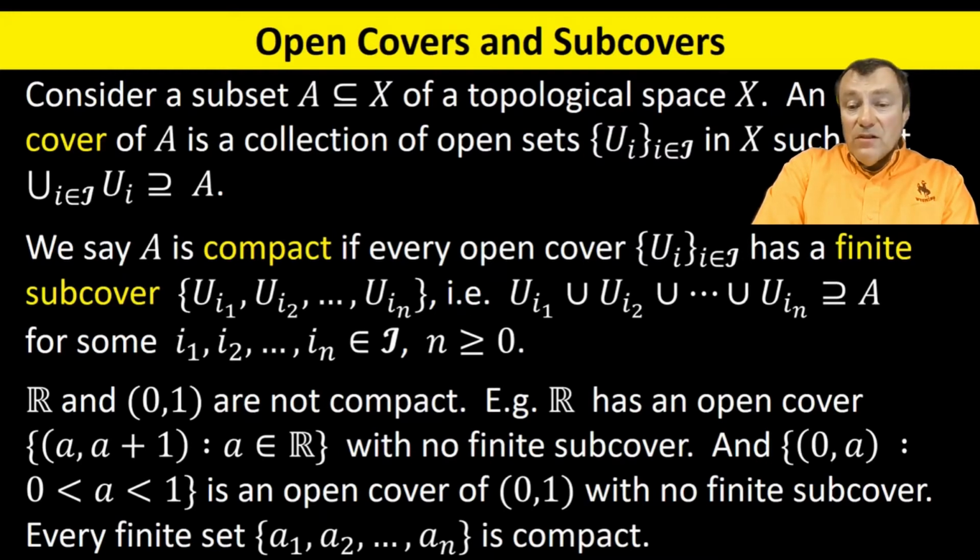What's an example of something that is compact? Well, it's easy to see that every finite set of points is compact. Given an open cover of this finite set, there's some member of your cover that covers A_1, and one that covers A_2, etc. Finally, one that covers A_n. So you can always find a subcover of size at most n.